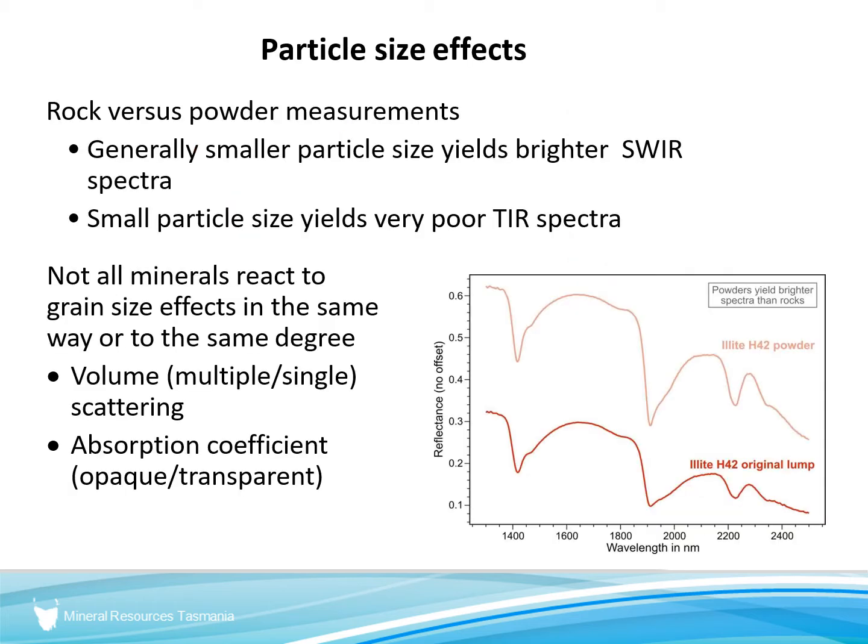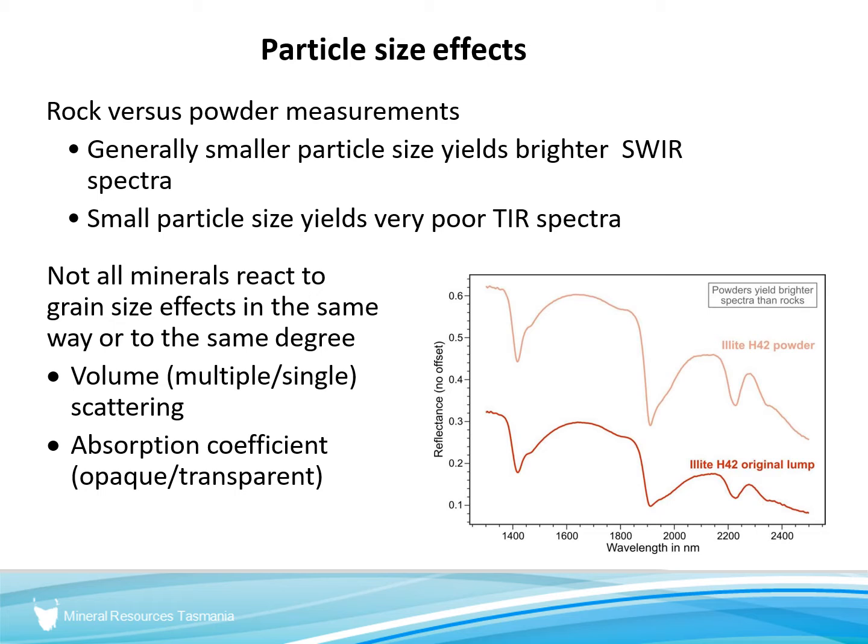There are particle size effects. Usually, the smaller the particle size, the better the shortwave infrared spectra. But on the other hand, the thermal infrared spectra don't do so well. So RAB chips, for instance, although you can do TIR spectral analysis on them, it's not so good if they are really fine grained. So there's all sorts of grain size effects.